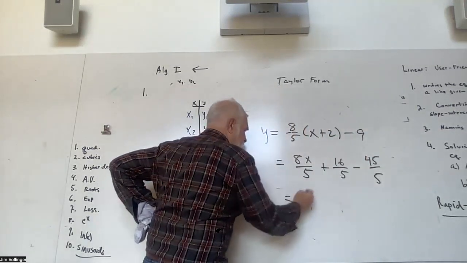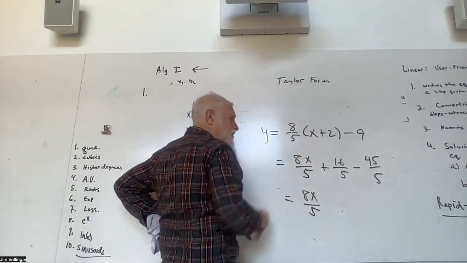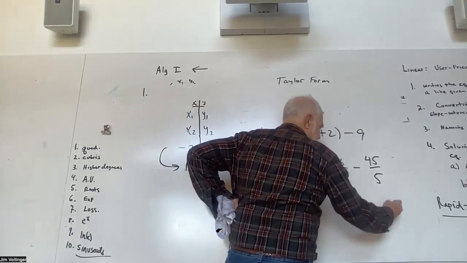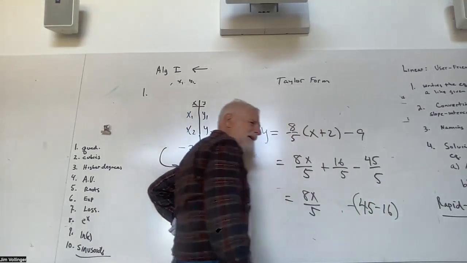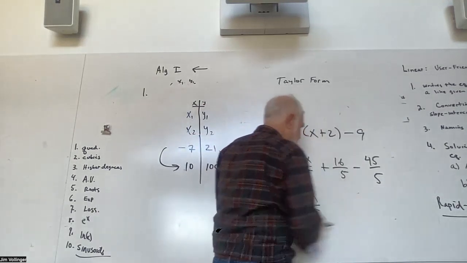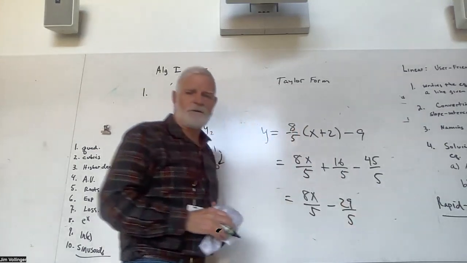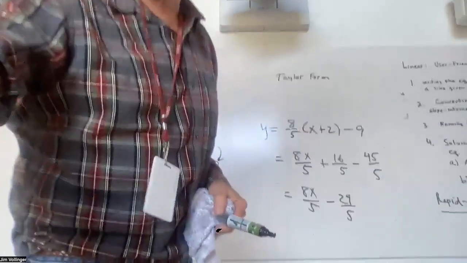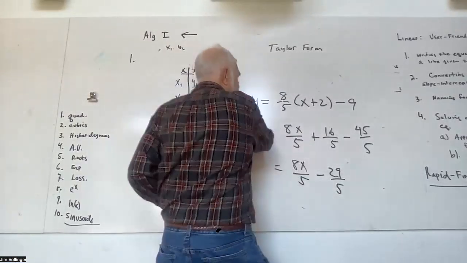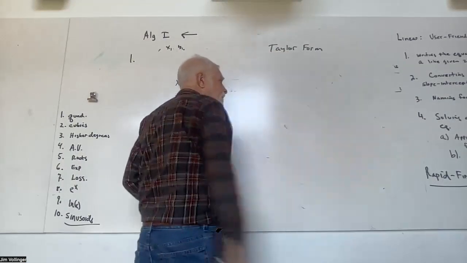And now we've got ourselves 8x over 5, take 16. So the way you want to handle 16 minus 45 is you want to do 45 minus 16, and you want to put a negative sign in front. Okay, so 45, 35, 29. So this is minus 29/5. I'm going fast here and talking at the same time. That means I could make a careless error without any difficulty. Hopefully I just didn't.